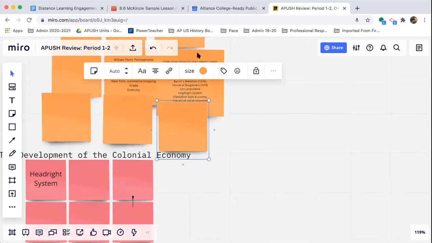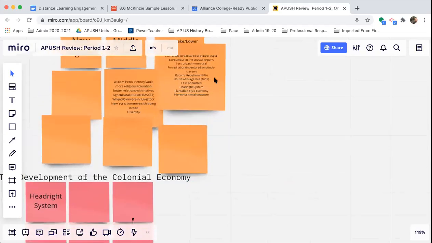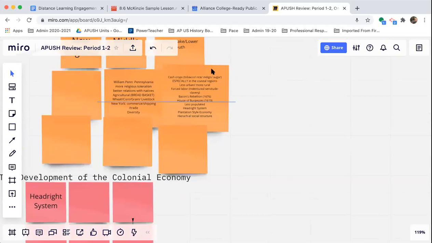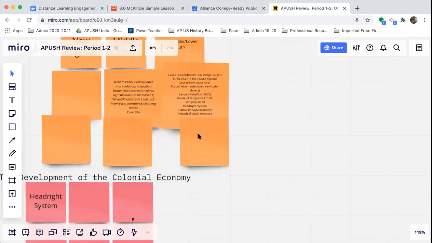I think that does a good job for our Chesapeake Lower South situation. Let's add, we should make sure we know the colonies, right? Virginia. Let's start at the top.